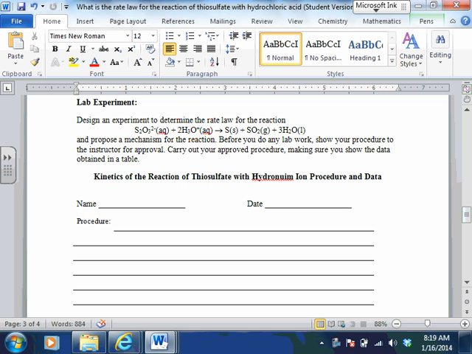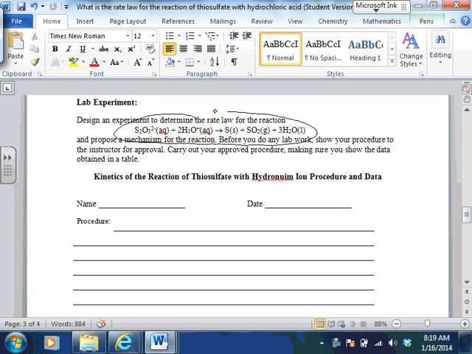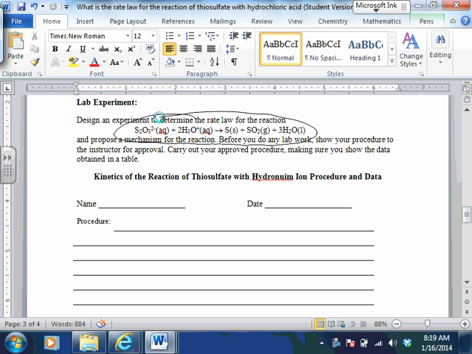A couple other things to keep in mind. When you add up all the steps in your mechanism, they need to add up to this overall reaction, okay? Another thing you need to remember, no intermediates are allowed in your rate law, okay, which shouldn't be a problem because you're figuring out your rate law from something else, okay?